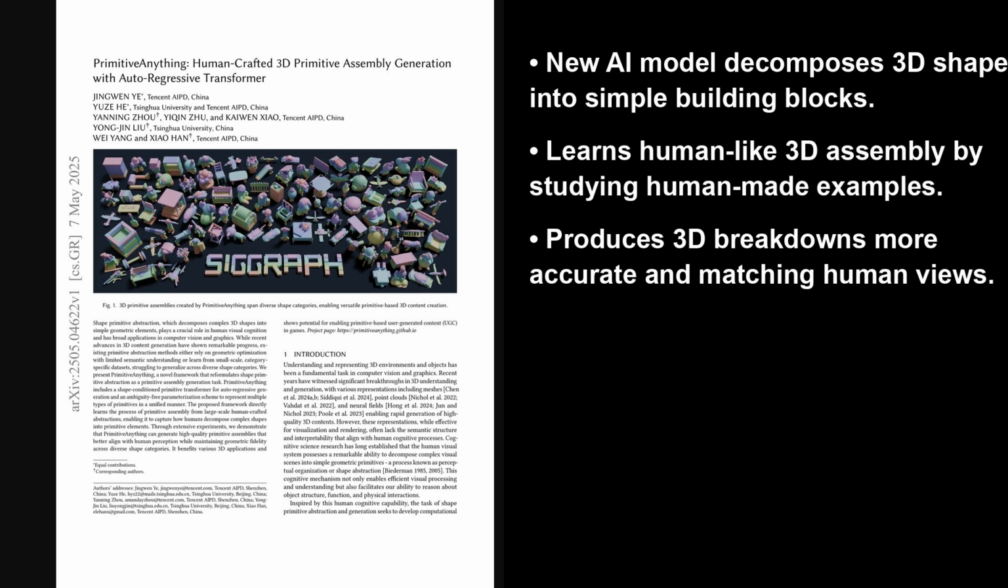Alright, so today we are looking at a research paper from Hugging Face's trending list, published just 4 days ago, titled PrimitiveAnything, Human-Crafted 3D Primitive Assembly Generation with Auto-Regressive Transformer. This paper introduces a new way for AI to understand 3D shapes by breaking them into simpler geometric building blocks, an approach called primitive abstraction. It uses an auto-regressive transformer, which is an AI model that learns to assemble these primitives sequentially, much like humans do, by studying many human-created examples.